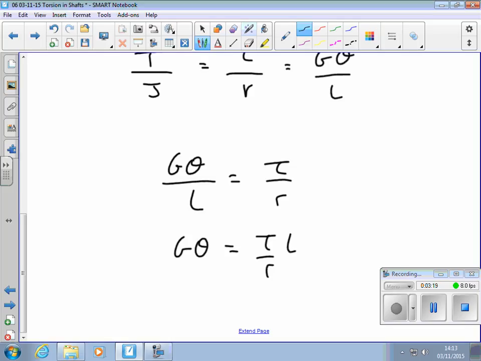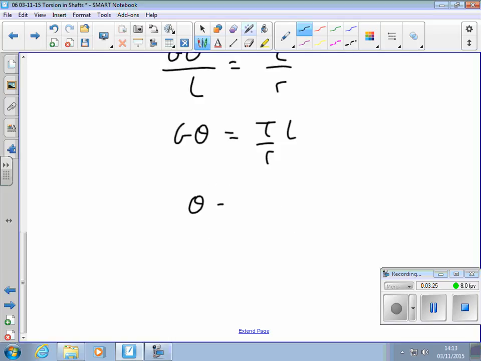And now what? Divide both sides by G. Theta equals tau times the length over R times G. Remember, we can separate them or we can write it all over. Tau L, all over RG. So now all I need is these values, and I can get them. I've got all that information. So I'll just pause this while you just finish that off.